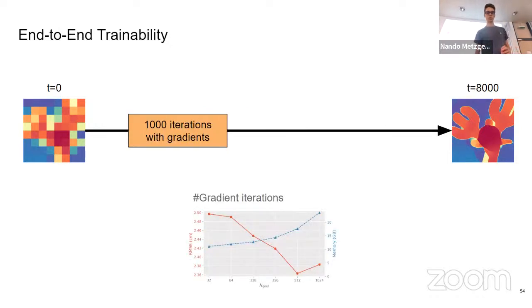And we noticed that, of course, the more gradient steps you take, the better it gets. But at some point, you just get a diminishing return. So basically, your GPU memory scales linearly, but at some point, the performance doesn't increase anymore.